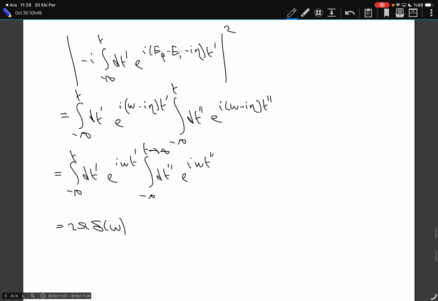If I do that in the second integral, it becomes the integral from minus infinity to t of dt prime, which is 2 pi Dirac delta omega t plus some constant. I'm not writing that it is infinite. I don't like it. You see, we have energy conservation due to that Dirac delta omega. We have again this linear T dependence.